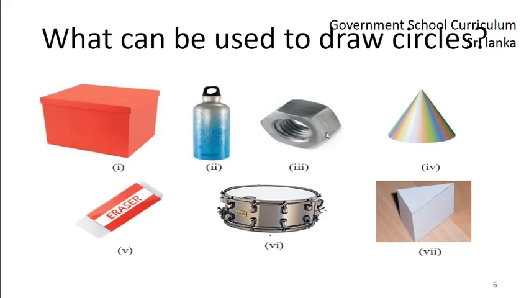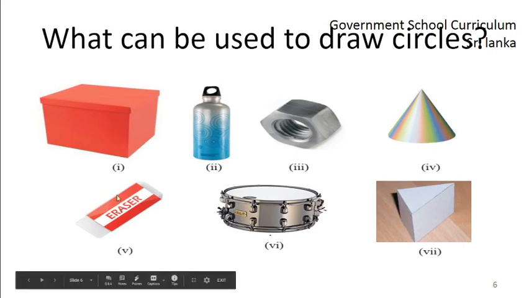Third one is a ball rivet. Outer side is like a hexagon. If you draw outside of this ball rivet, you will get a hexagon. But if you draw inside of the circle, you will get a circle. Fourth one is a cone. Yes, you can draw a circle using the bottom of the cone.